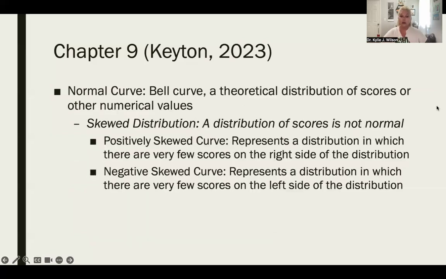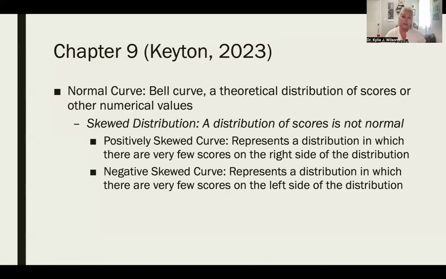All right, we talk about a normal curve. We're talking about bell curves, so, up and then down. Theoretical distributions of scores in their numerical values. So a normal bell curve is going to be completely over the center. We like to think about bell curves a lot in grading, where you would have similar amounts of A's and F's, B's and D's, and then C's right in the middle.